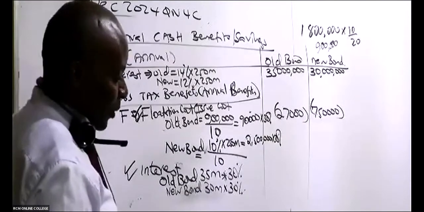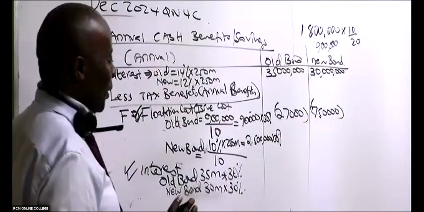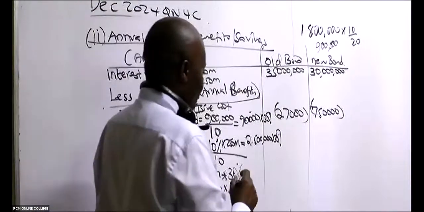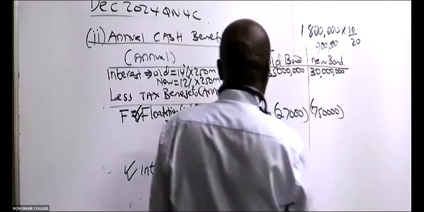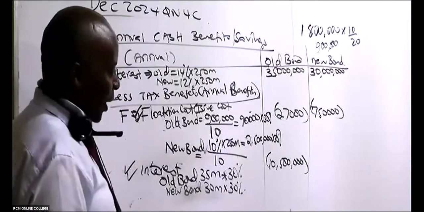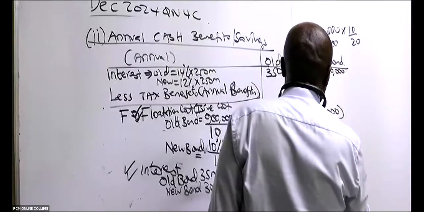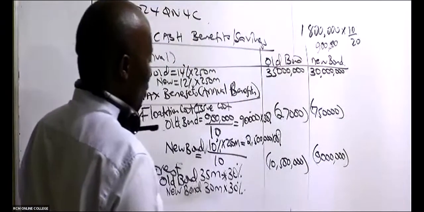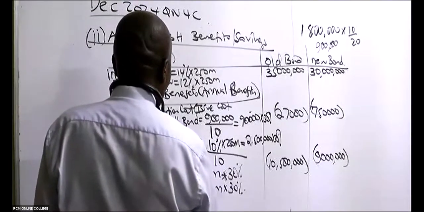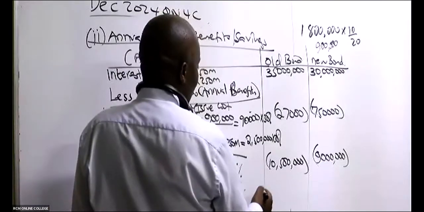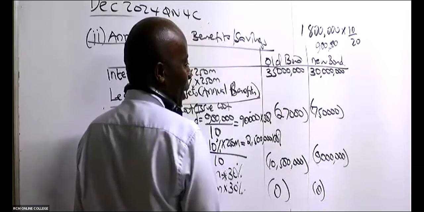So please give me the numbers. The first one, the old bond: 10.5, so the old bond is 10,500,000. How about the new bond? 9 million. The new bond is 9 million there. Thank you so much. From there we have the concept of a discount, which is 0 versus 0 here. You don't have any discounts here.